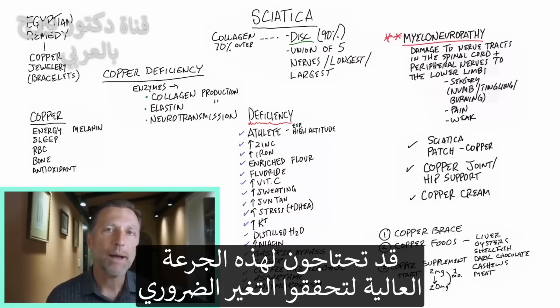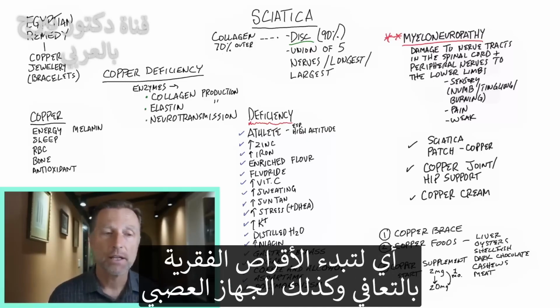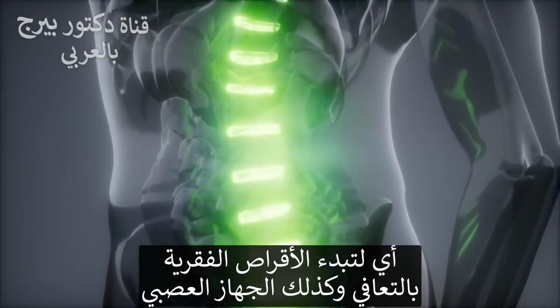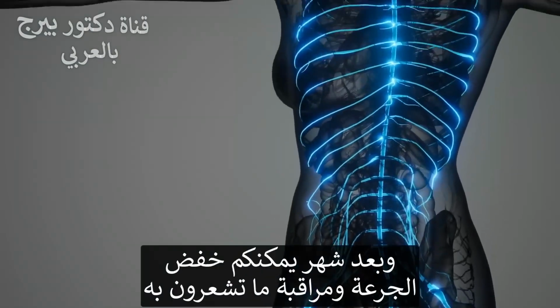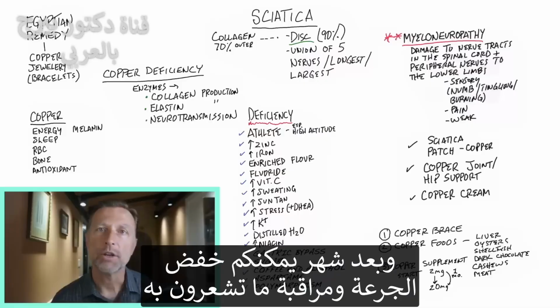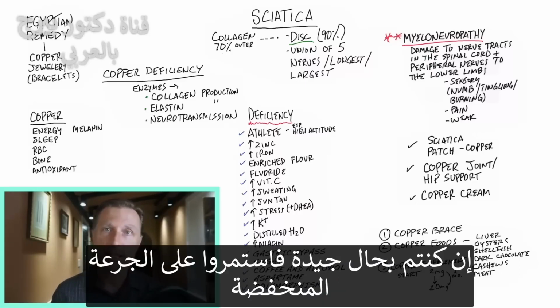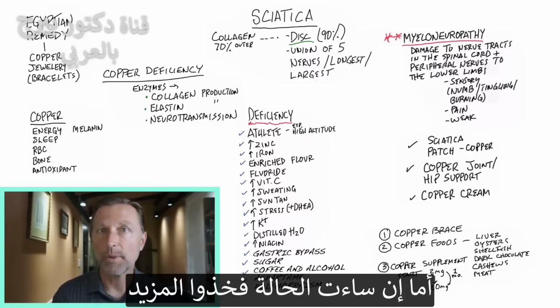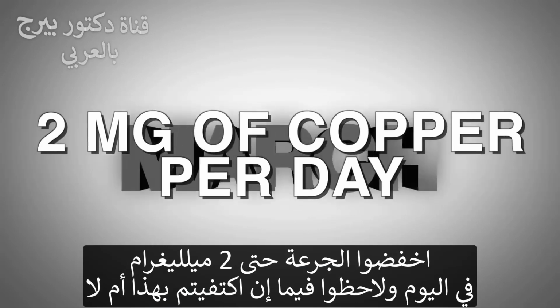So you might need these higher amounts to make the change necessary for your disc to start healing up and your nervous system to start healing up. And then after a month, you can play around with it, reduce the dosage, see how you feel. If you do good, then stay at a lower amount. If it gets worse, take a little bit more. And then over a period of maybe 3 or 4 months, maybe wean it down to like 2 milligrams a day and see if that's all you need.